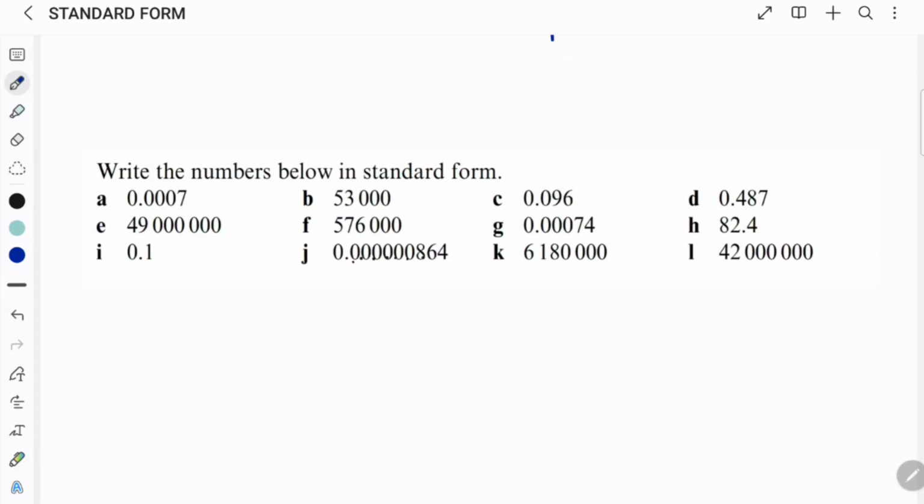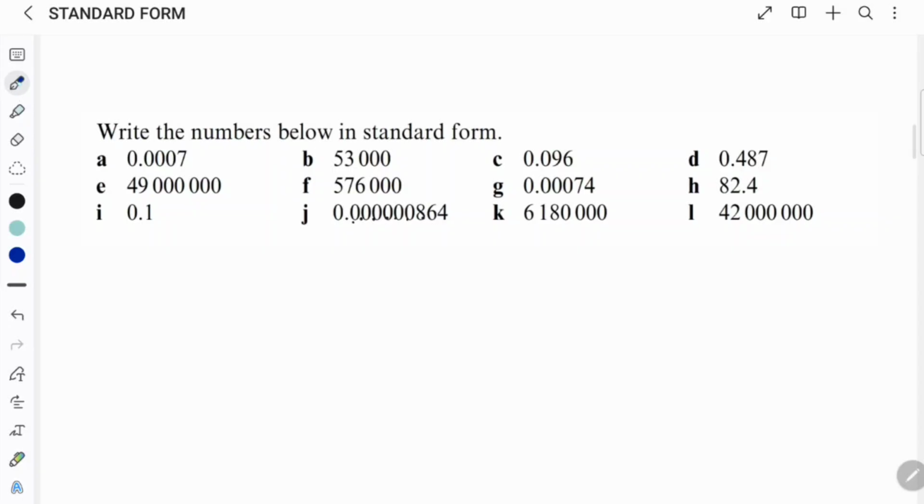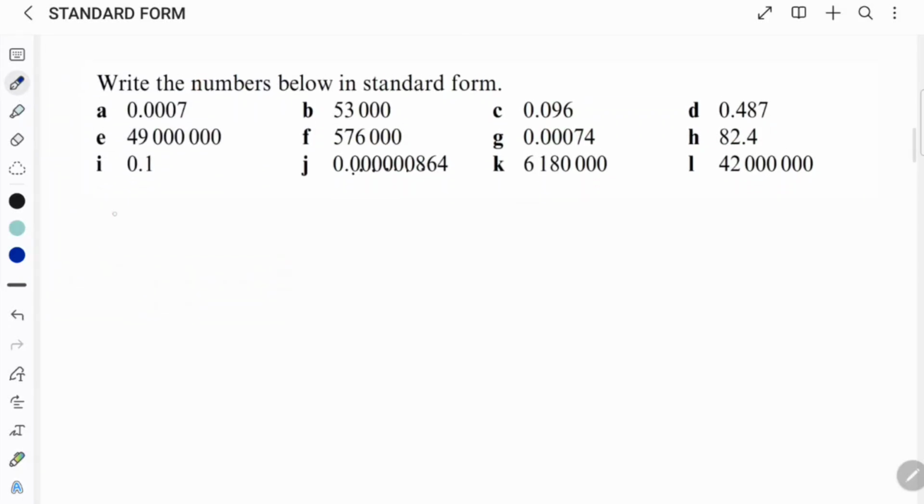Okay, so write the numbers below in standard form. You must have done it. The first one is 0.0000007, part A. I'm writing down the answers only here. So 7.0 into 10 to the power, 1, 2, 3, 4, 5, 6, 7, minus 7, because 0 point number. That's why the negative power.